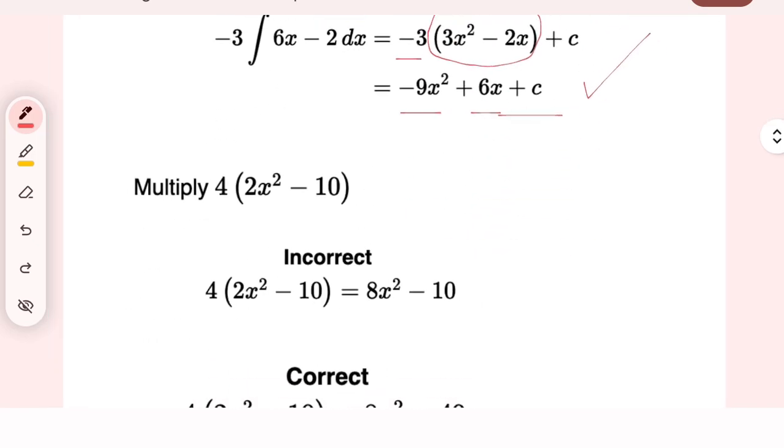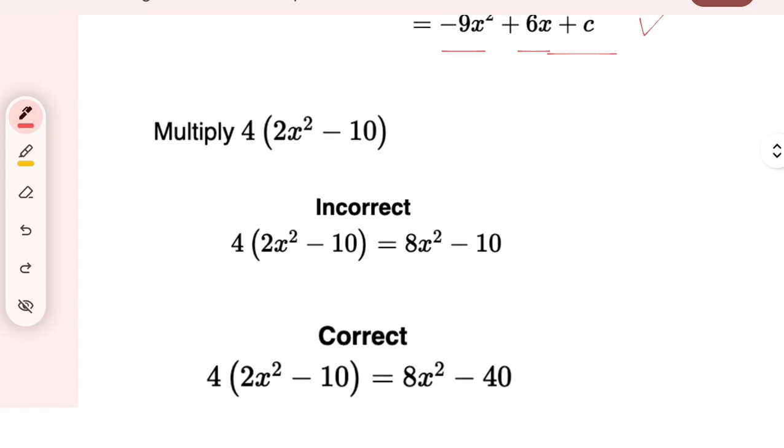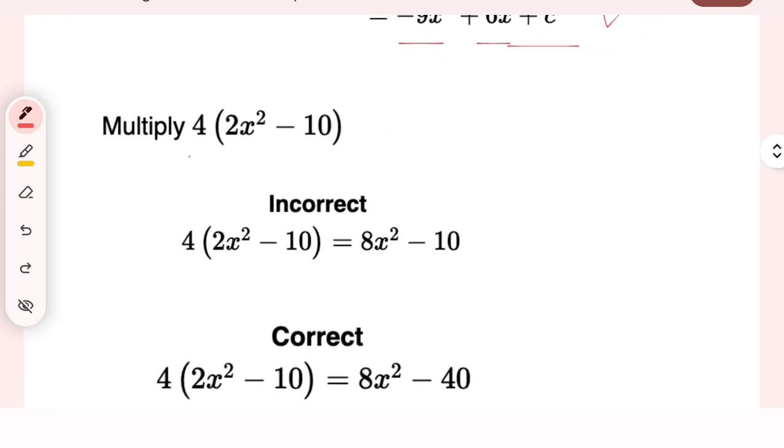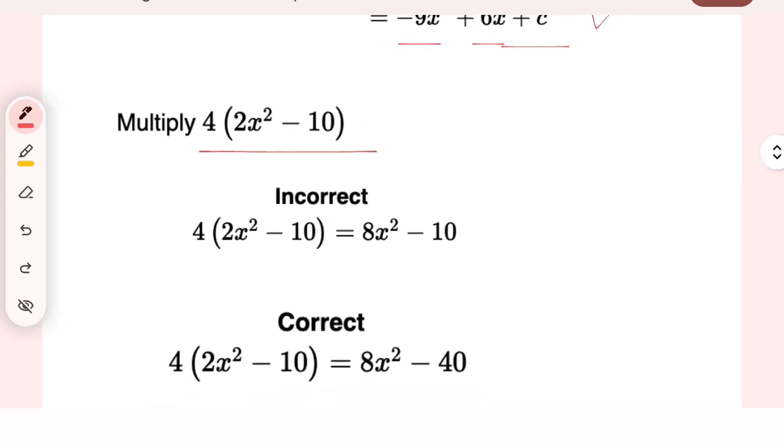All right. So here's another common problem. It's 4 times (2x squared minus 10). And here's a very common answer. We are given that, and the answer is 8x squared minus 10. Where do you think is the wrong part? All right. So this one is correct. It is 8x squared because we multiply 4 to 2x squared. However, we failed to multiply 4 to 10.